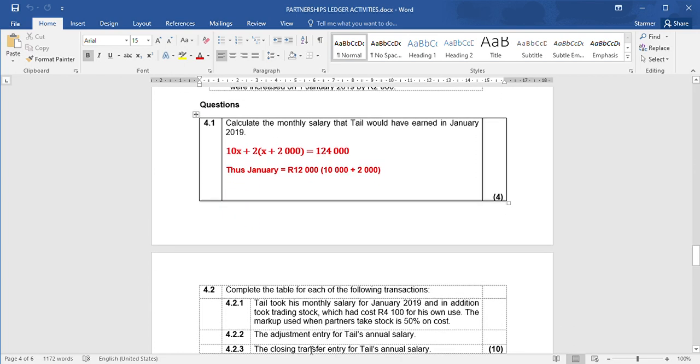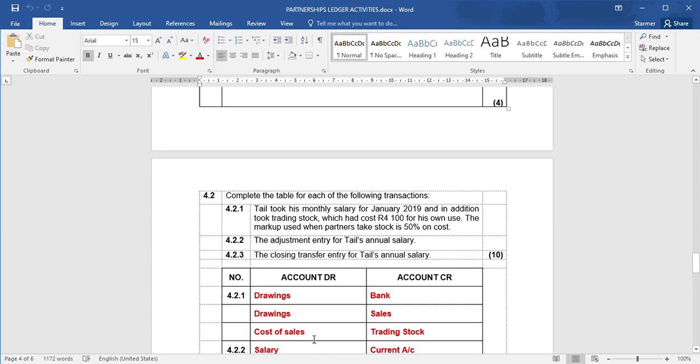Then complete the table for each of the following transactions. He took his monthly salary for January and in addition trading stock which had cost 4,100. The markup used is 50% on cost. So when he takes his monthly salary, everything the partner takes goes to the partner's drawings account. Because he's taking money, bank will be credited, drawings will be debited.